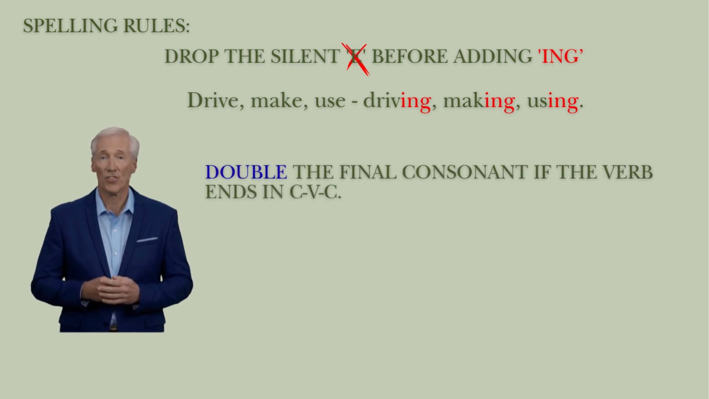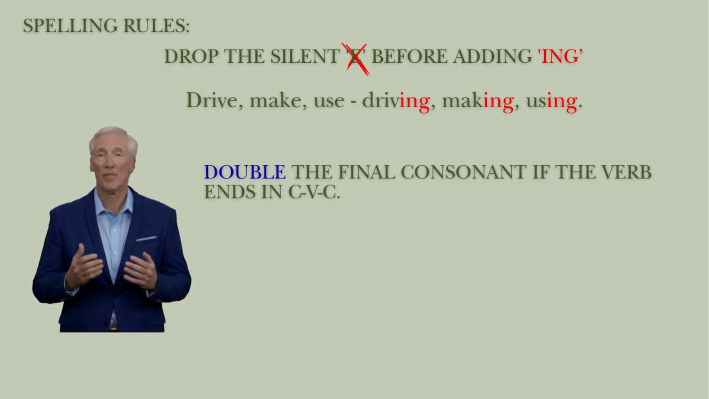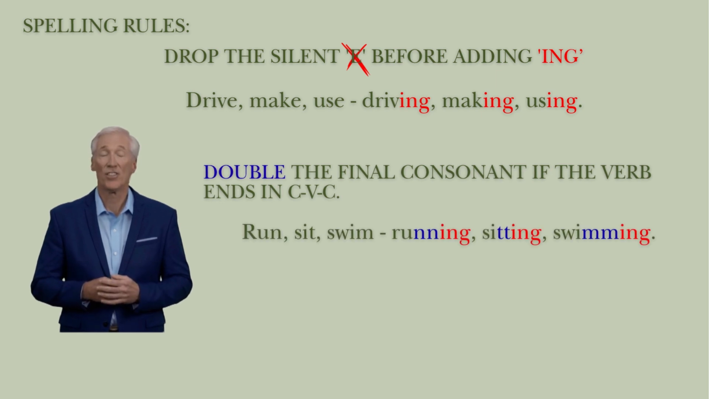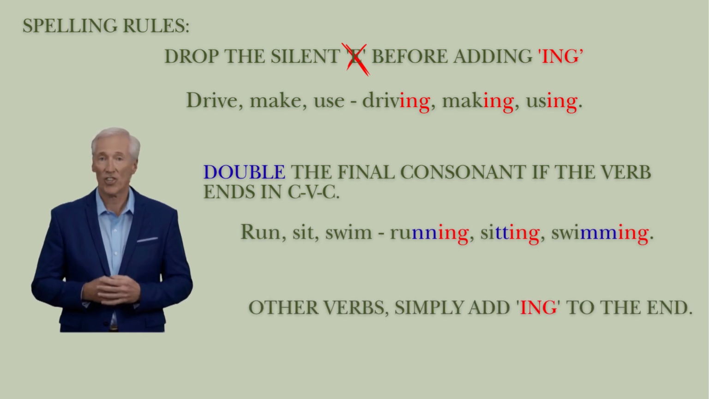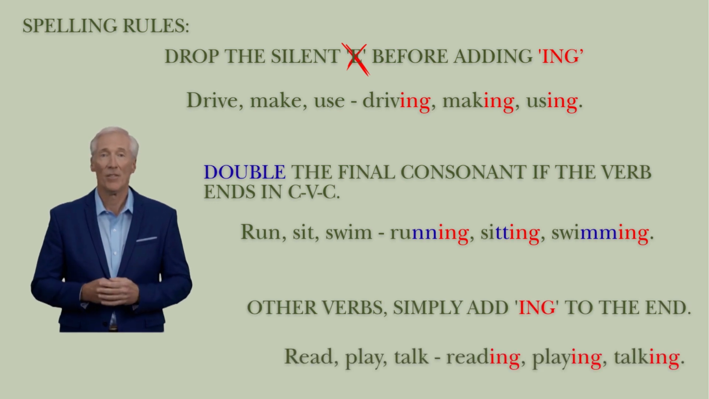Double the final consonant if the verb ends in CVC, consonant, vowel, consonant, and the stress is on the last syllable. Examples: run, sit, swim become running, sitting, swimming. For most other verbs, simply add ing to the end. Examples: read, play, talk become reading, playing, talking.